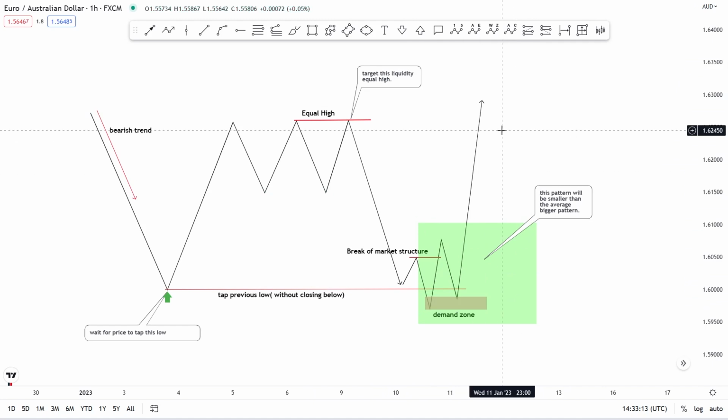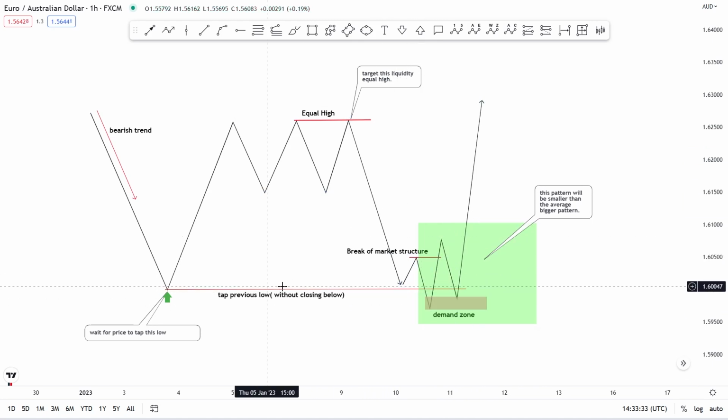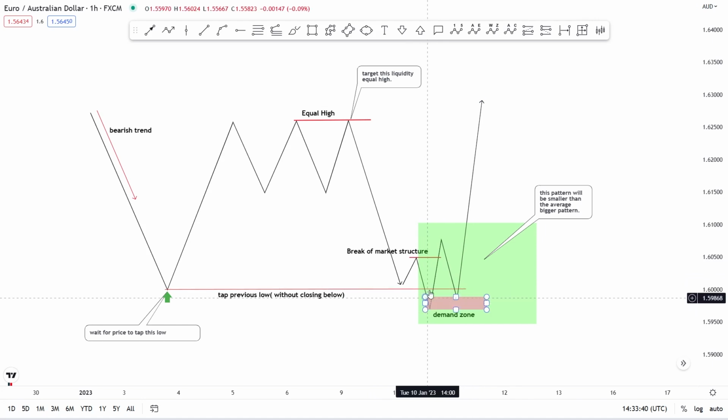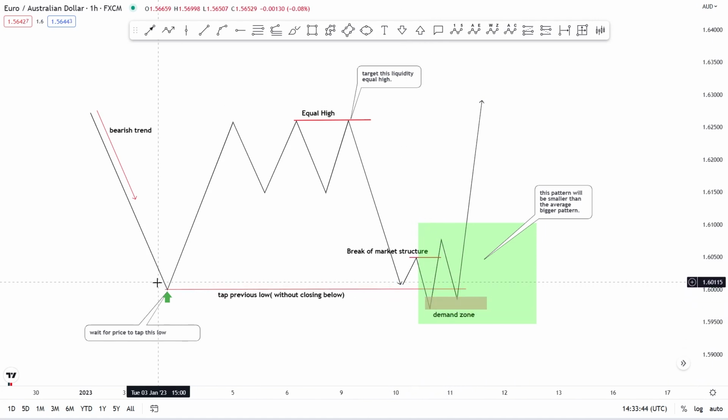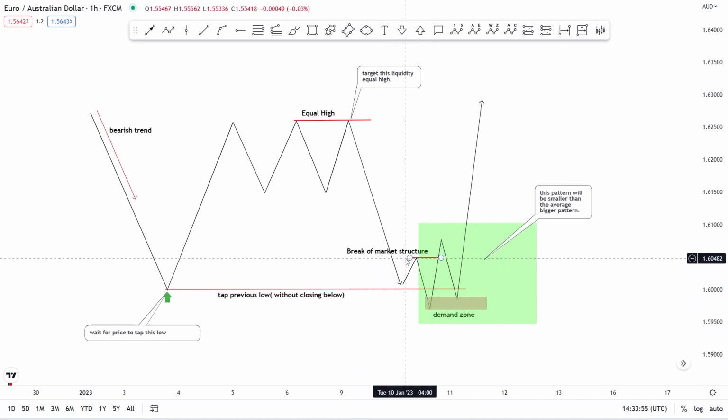This is the kind of pattern whereby you are right on the analysis, but your entry was a little bit too early. Once you see this formation happening here, the market will drop lower, make a high, and then drop lower below this previous low. But the candlestick that drops lower here is not going to close below this low. You won't see any other candlesticks below this low. Then the market will move higher and break this previous market structure high here, and then retrace back to this demand zone. Then it will move higher to target these highs here.